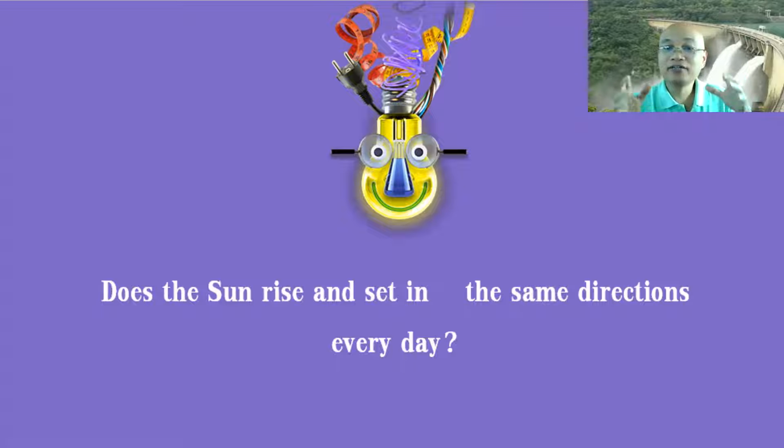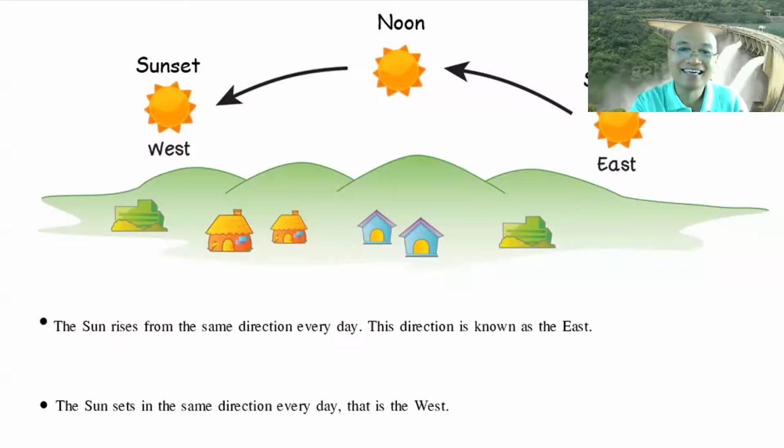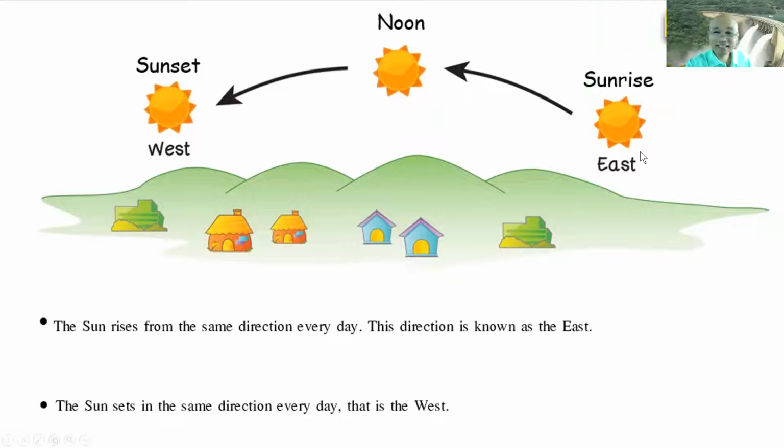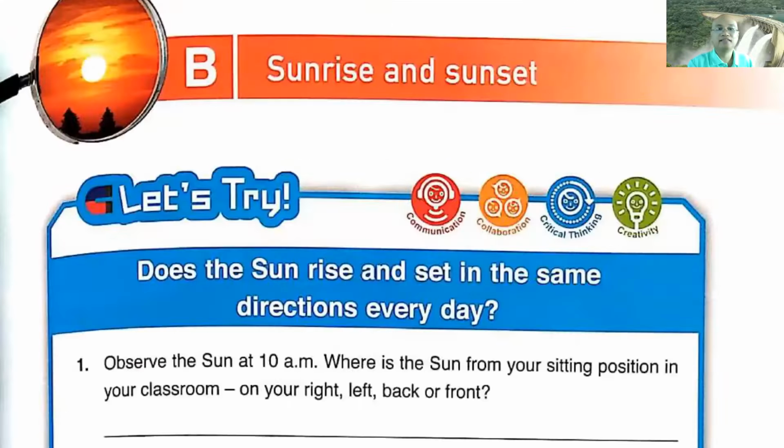Now, does the sun rise and set in the same directions every day? You know, in here, the sun rises in the east and it sets in the west. This is the noon part of it. Okay, so it's the same direction every day. Now let's try this activity. It's a review of what you did last time.